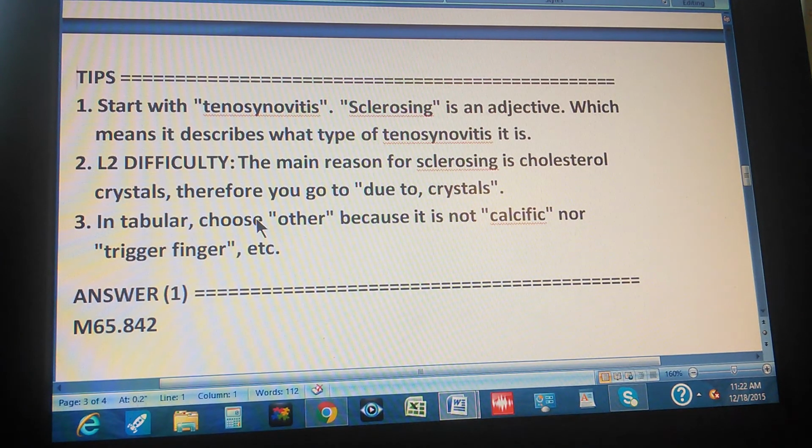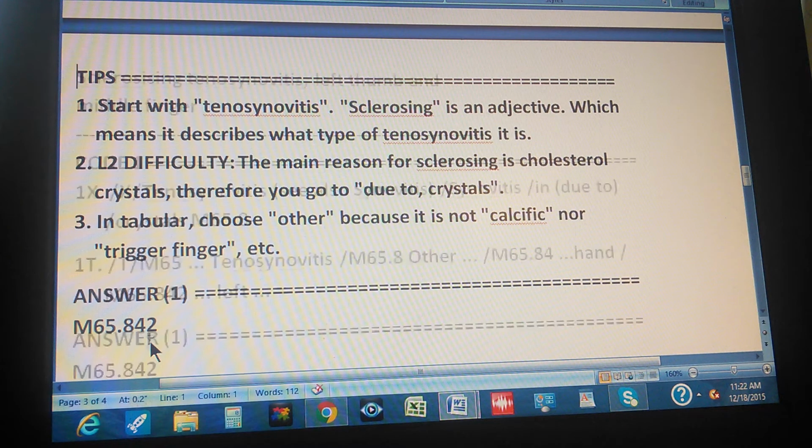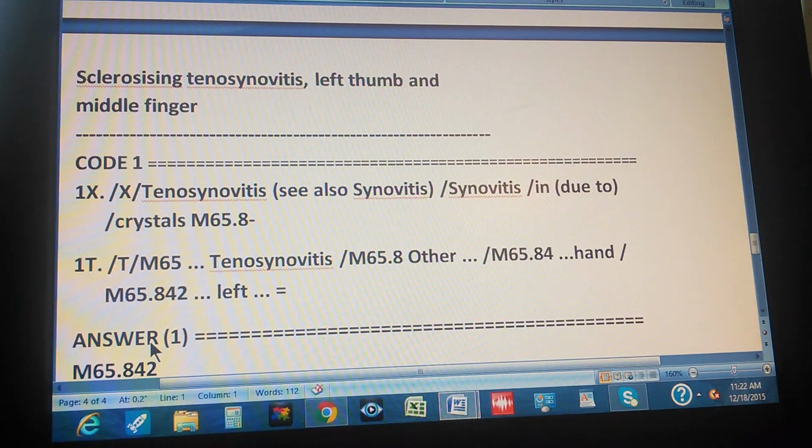So with these tips, you have to find out the path to the answer, because you know the answer already. The answer is M65.842, but you have to show us the path, how you got to the answer, okay? So we're going to count to 3 for you to pause the video and give us the path to the answer. 1, 2, 3.